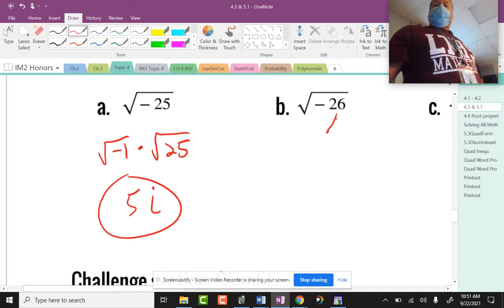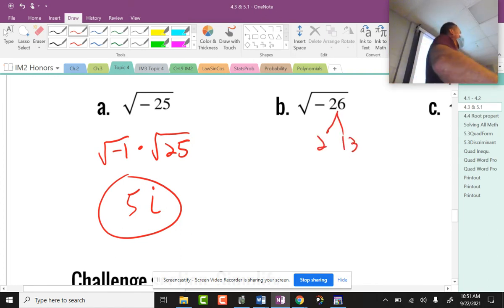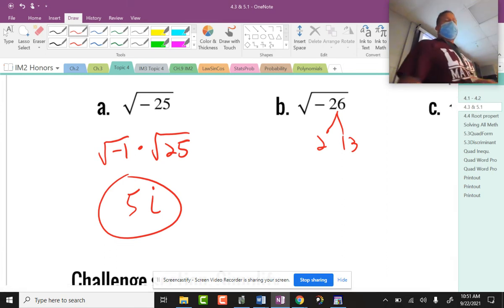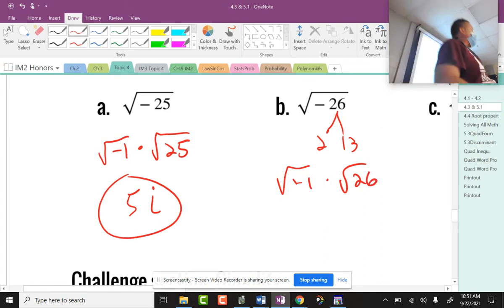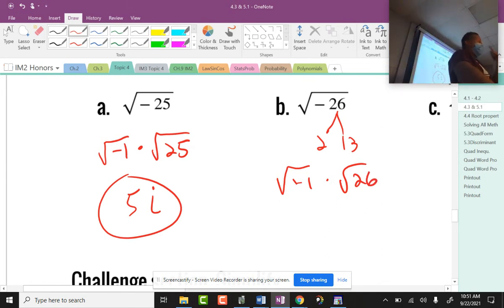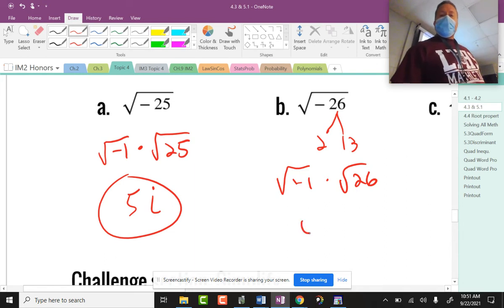Oh no, what's 26? Isn't that 2 times 13? Any perfect squares in there? Any perfect squares hiding? No, so that's stuck in jail, just like you might feel in my classroom. So, everyone, what's the square root of negative 1? 3, 2, 1? i. So actually, this is just i root 26. Okay, fine. Or root 26 i.